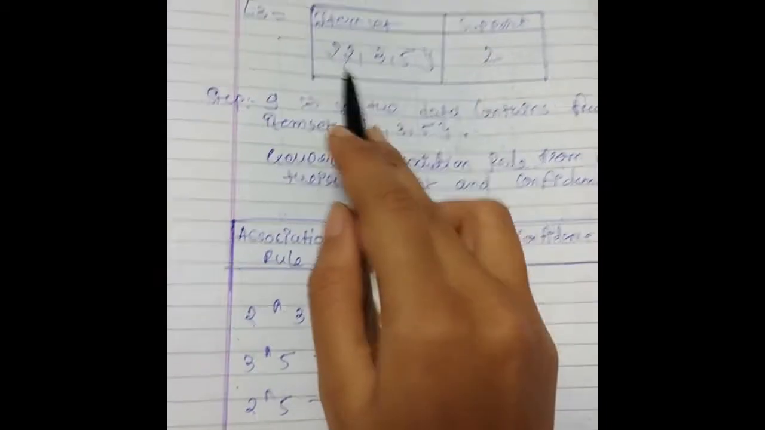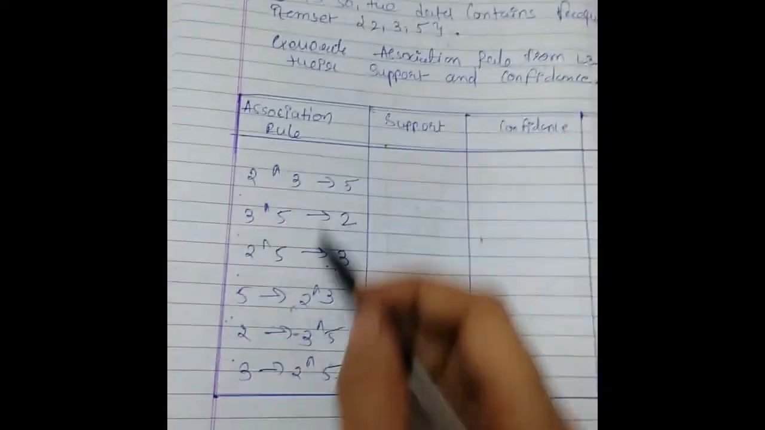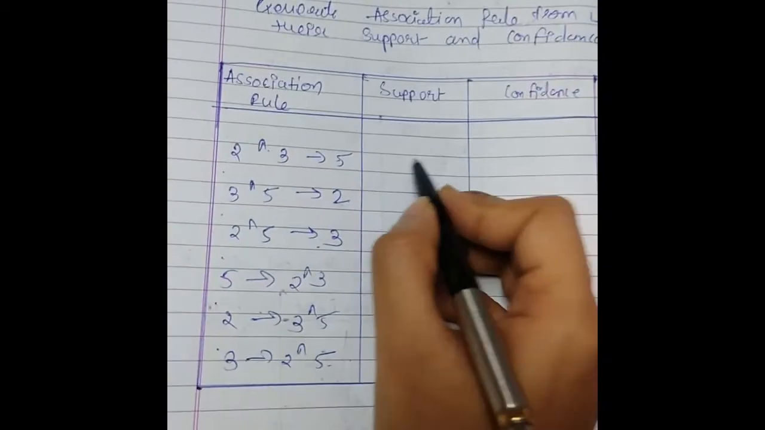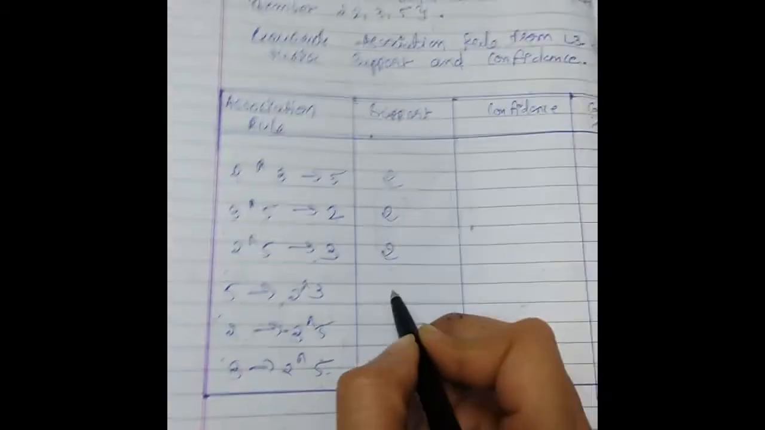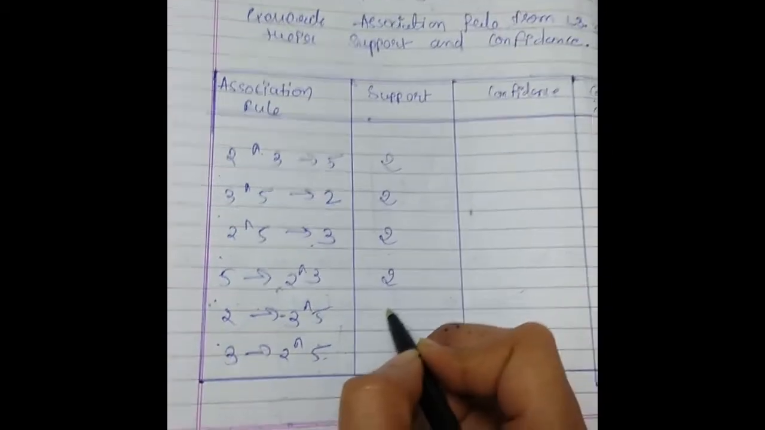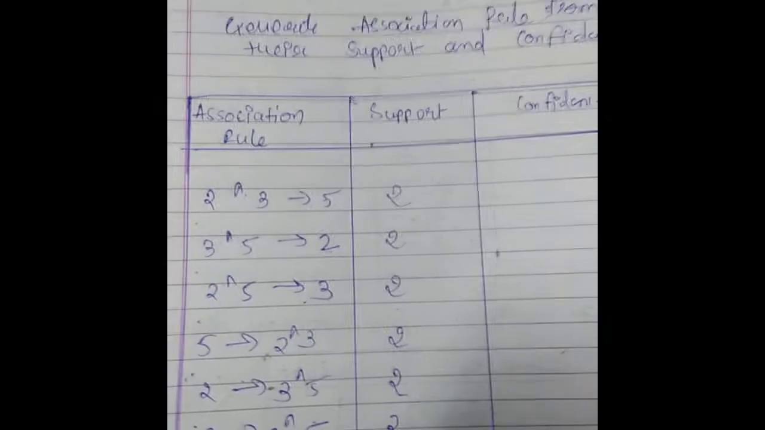Now we need to find the support. The support of the frequent item set is 2, so the support of each of the association rules is also 2. So we write the support of each rule as 2. Now support is written as 2 for each rule.